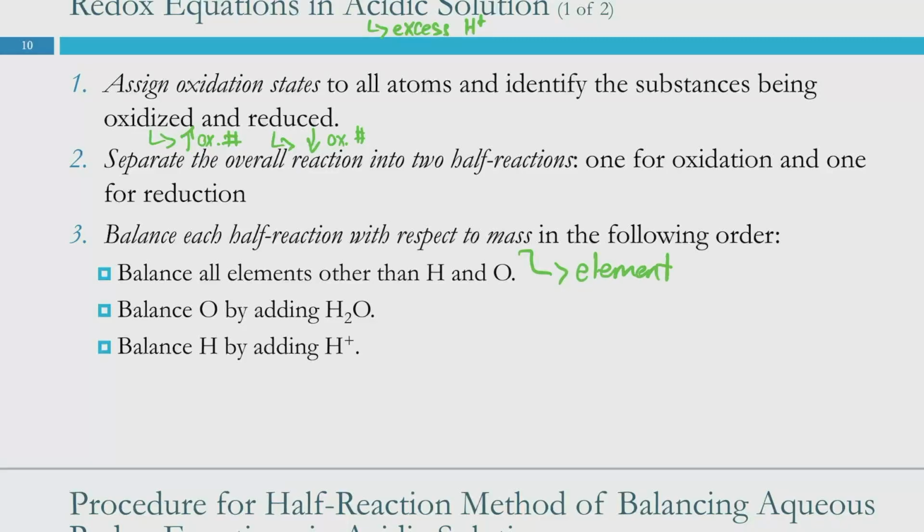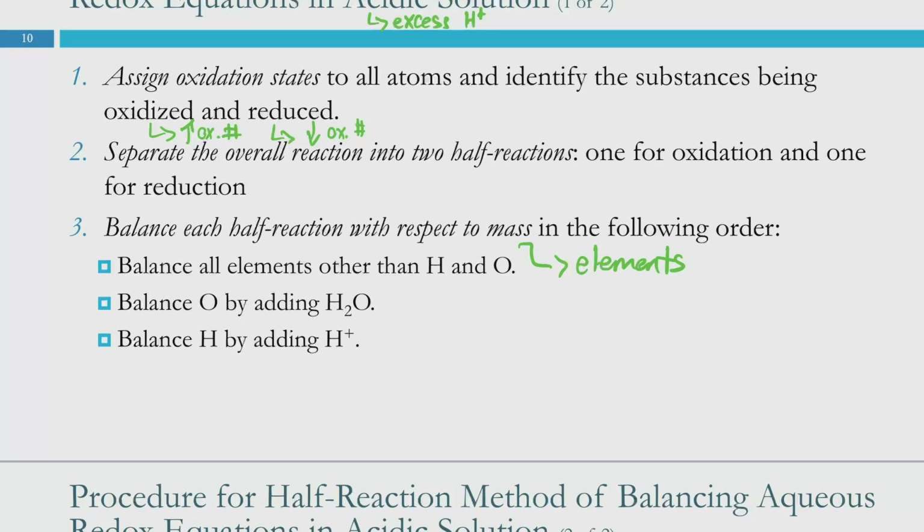So with respect to our elements, this is the balancing that we've done in every other circumstance. So we're going to balance everything other than hydrogen and oxygen, and the reason that we're doing everything but hydrogen and oxygen is we're in an aqueous solution. And since we're in an aqueous solution, we've got effectively unlimited water, and since it's acidic, effectively unlimited H+. So balance everything that's not H and O.